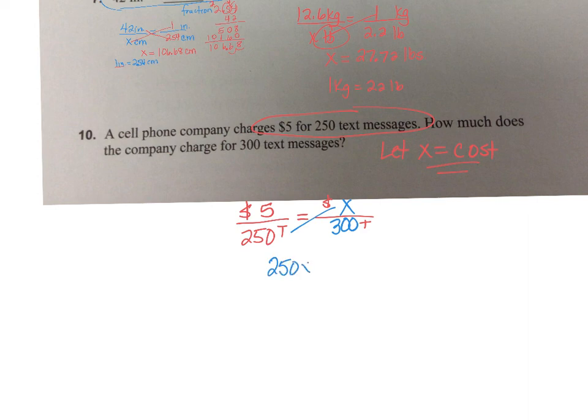250X equals, that's 1,500. Divide both sides by 250. And you guys remember that when there's an extra 0 on the end, I can just mark it off. And then I know 25 represents quarters. How many quarters are in $1.50? It would be 6. So my answer is $6.